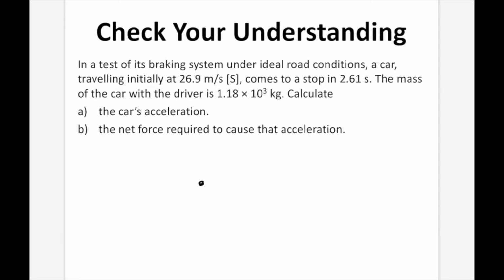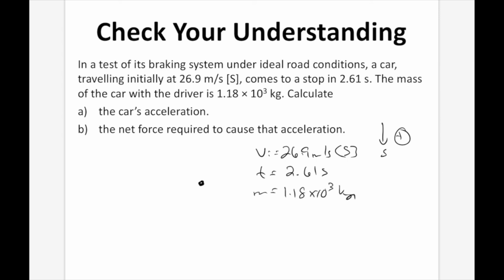So here's our free body diagram. We're going to say that south is positive, and we're going to say that initially the velocity is going to be 26.9 meters per second south. The time that it's going to stop is 2.61 seconds, and we know the mass of the car is going to be 1.18 times 10 to the 3 kilograms. What we're looking for in a is the acceleration. That's what we don't know.